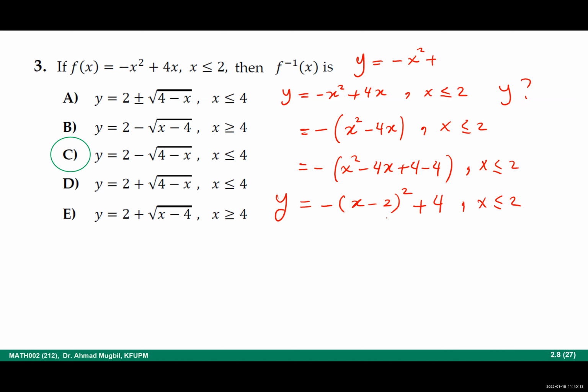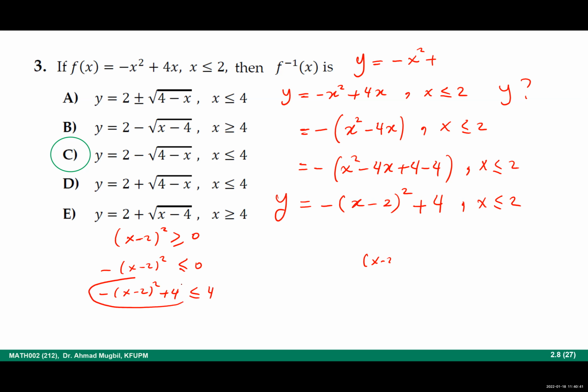This is a parabola. It is just x squared shifted 2 units to the right, reflected in the x-axis, shifted up 4 units. In other words, let me do it here for you. (x minus 2) squared is greater than or equal to 0. When you multiply it by negative, it will be less than or equal to 0. When you add 4 to both sides, here we are.